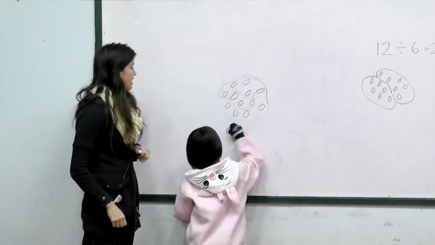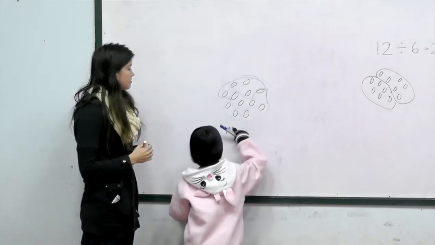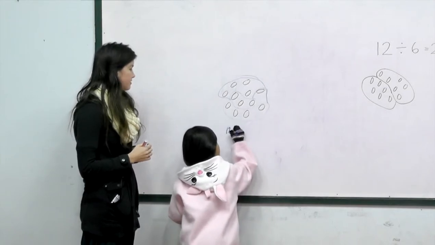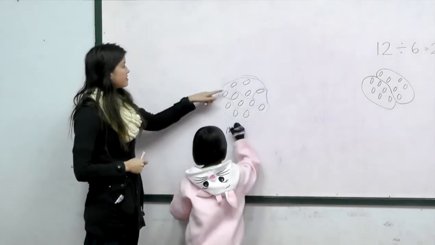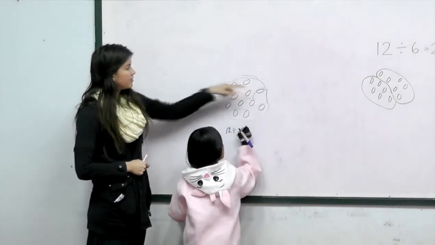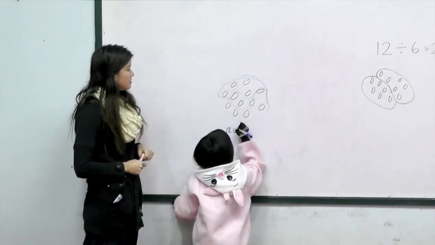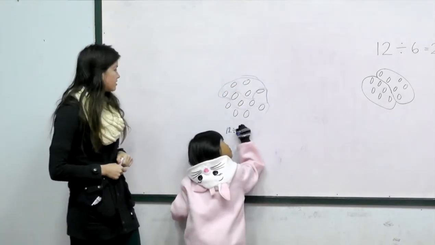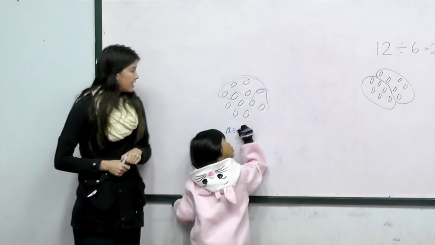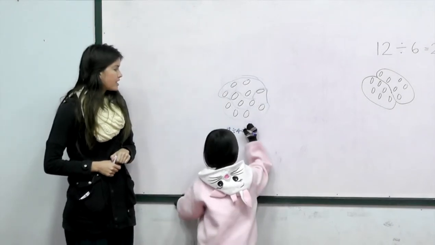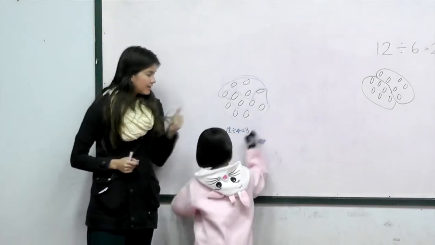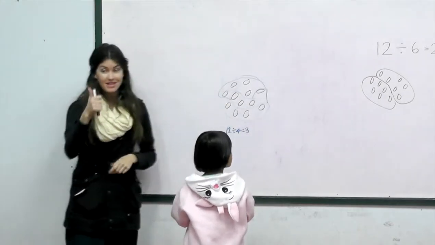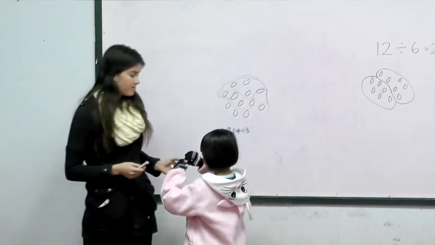Did we add? No. What do we do? Divide. Divided by groups of 4. Divided by 4. And how many groups do we get? 3. Very nice. Great job. 12 divided by 4 gives us 3. You got it, friends. Good.